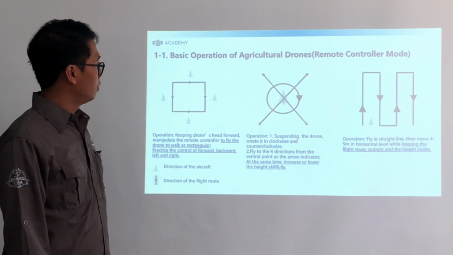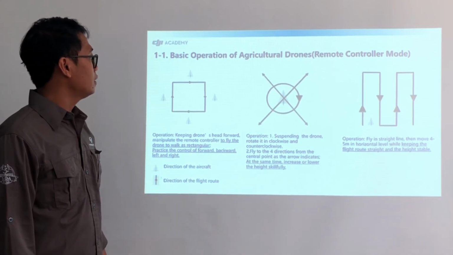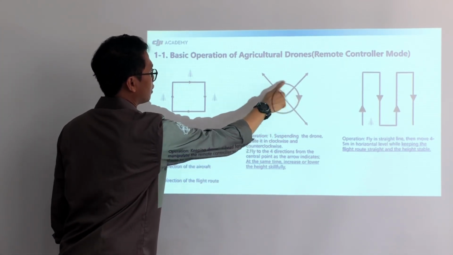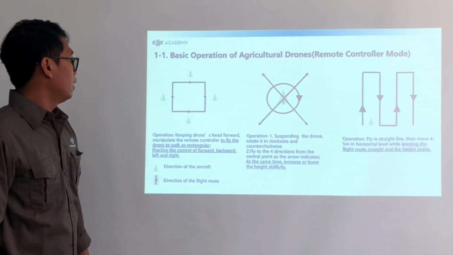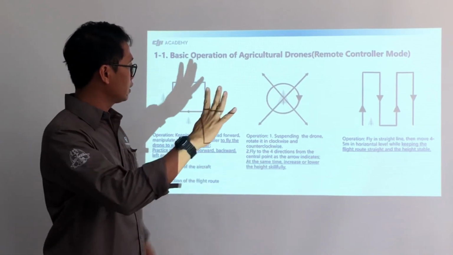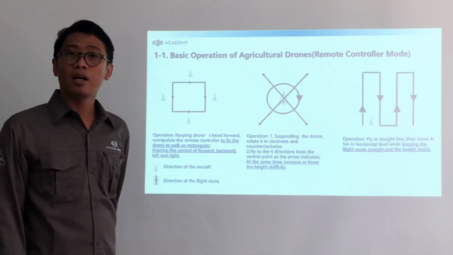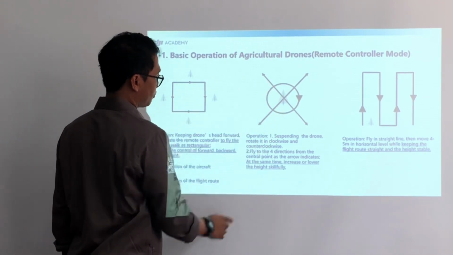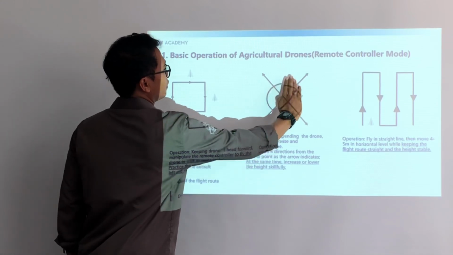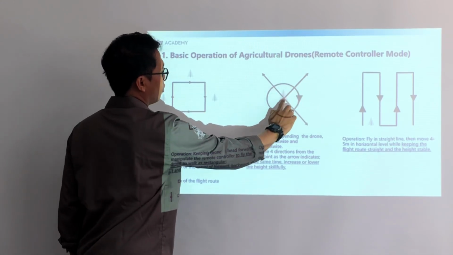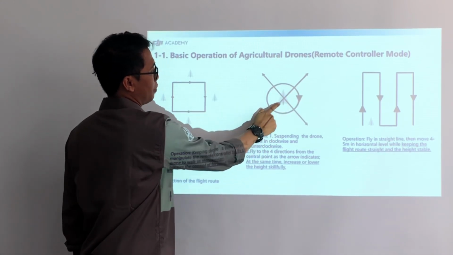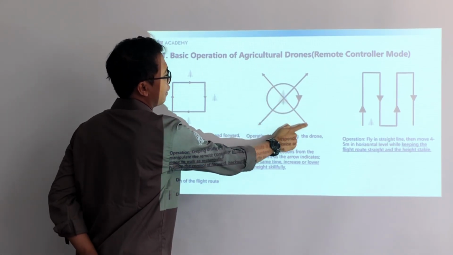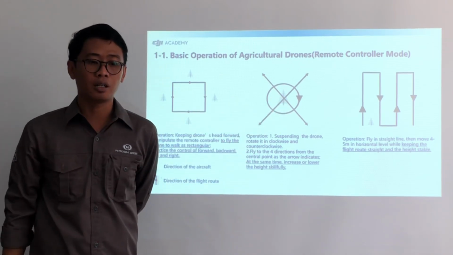Number 2, the operation: suspending the drone and rotating it clockwise and counterclockwise. And fly in four directions from the central point, as the arrow indicates. So the drone flies in one direction and goes back, flies in another direction and goes back, and then the opposite direction, flying here, going back, and flying here and going back to the central point.